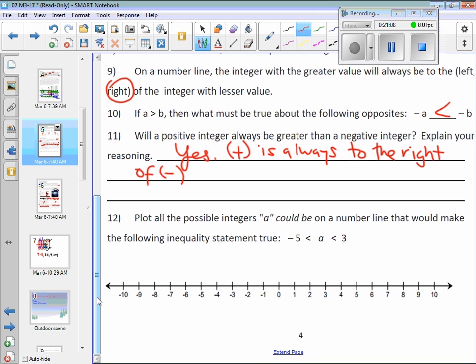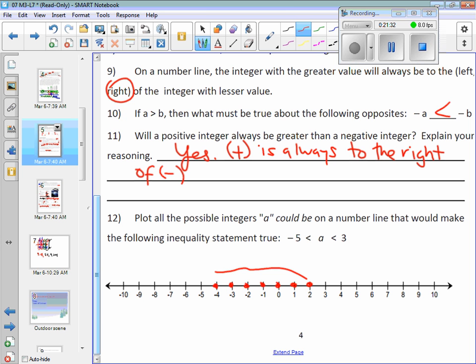And then did you do 12? Yeah. You should have -4, -3, -2, -1, 0, 1, or 2. They cannot be equal to -5 or 3. So it has to be just these 7 integers.